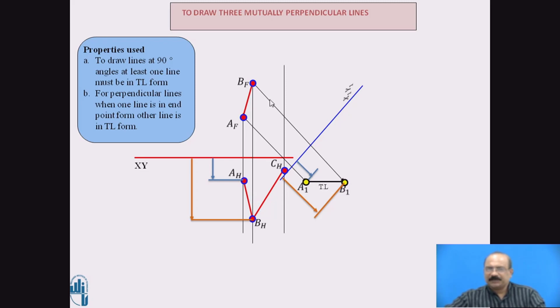Because this particular line is parallel with the XY line. When a line is parallel to the reference line in one view, you will get a true length in the other view. That is what we have already studied. This is a true length. So after getting the A1 point and B1 point, now we have to move on to the C point.